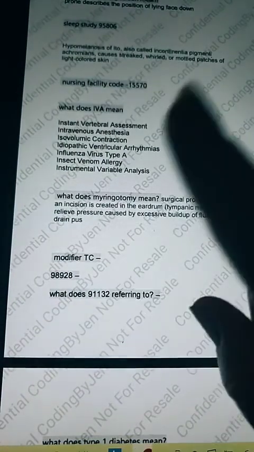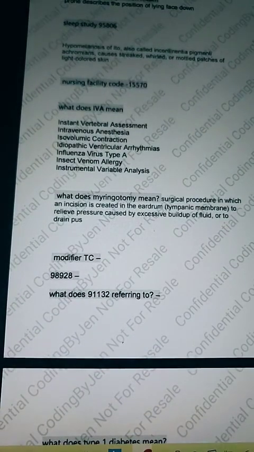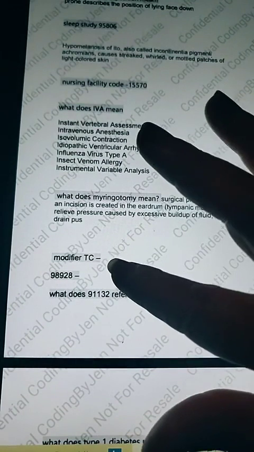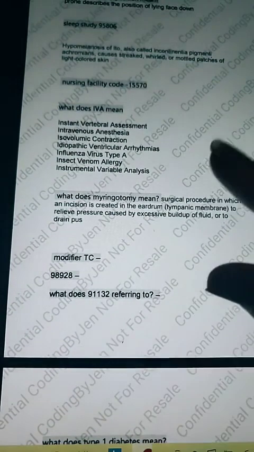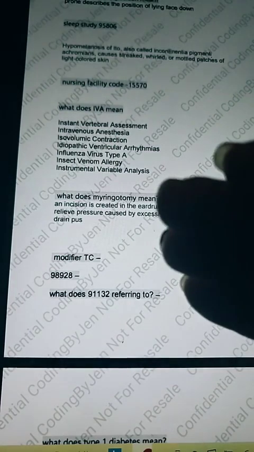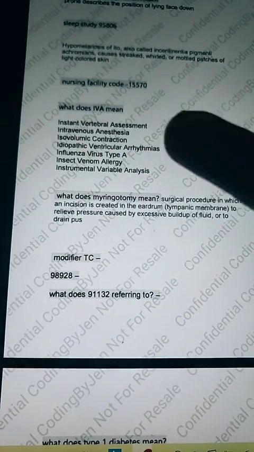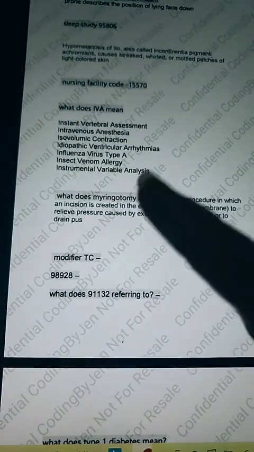Modifier TC, that's a facility code. If a facility is leasing out or giving their machine or letting their machine be used, they get to bill for TC. 26 is the modifier for the provider to say, hey, I can interpret and give you a report on this, and my technical skills as a surgeon, but I'm also a pathologist who can make slides of whatever I cut out of the body. I get the modifier 26 because I went to med school twice or something, got two different degrees and can do multiple parts. That's the difference.